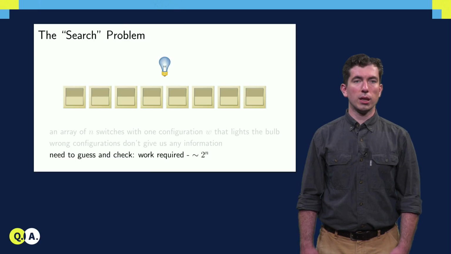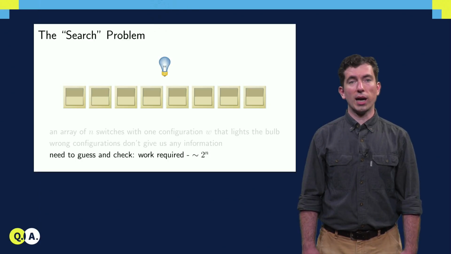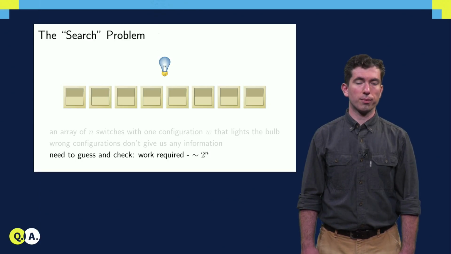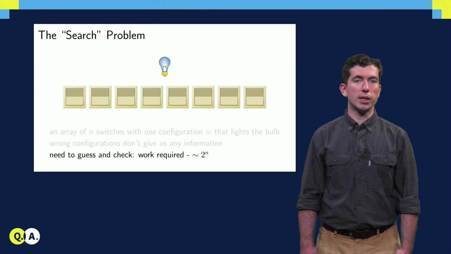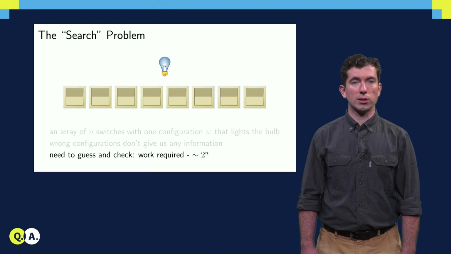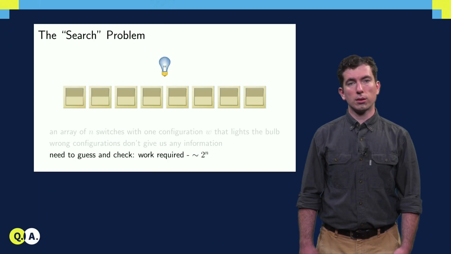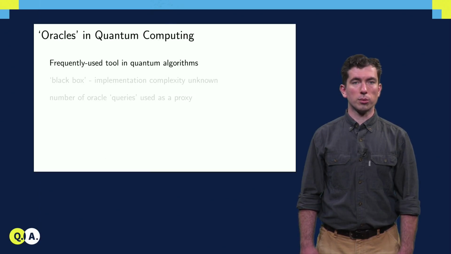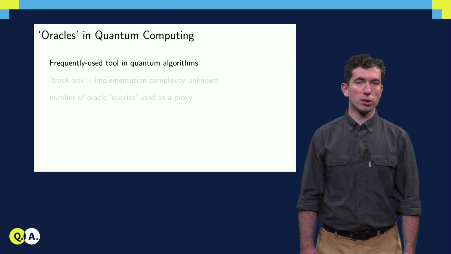For this problem, if we limit ourselves to classical algorithms, there's no essentially better strategy than to guess and check repeatedly until we find W, the correct configuration. This requires a number of switch flips that scales as 2 to the n, which can get quite large as n grows. To lay out the corresponding quantum algorithm, we're going to need to make use of another building block, the oracle. Oracles are used in many different quantum algorithms when the complete implementation of a given function is unknown.